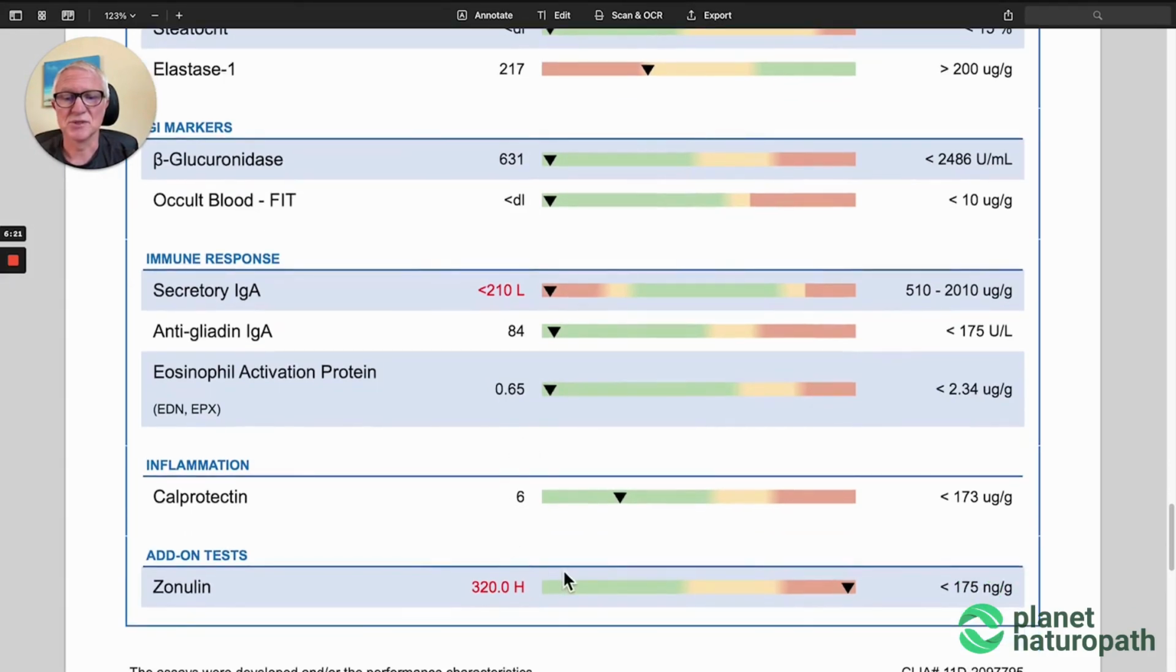And then the zonulin's also elevated. So that is an intestinal permeability marker, and high levels are probably relating to those bacterial infections. So treating leaky gut's important, but maybe the first step is, or at the same time, you also want to be treating those high levels of bacteria.